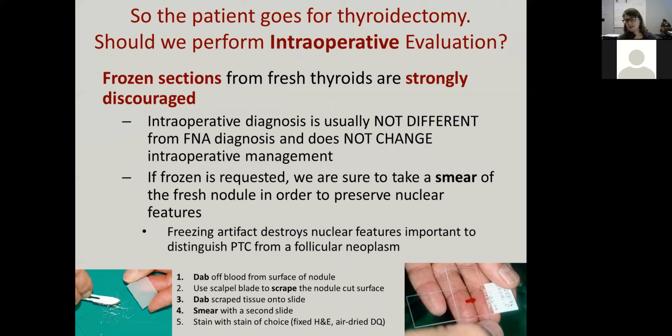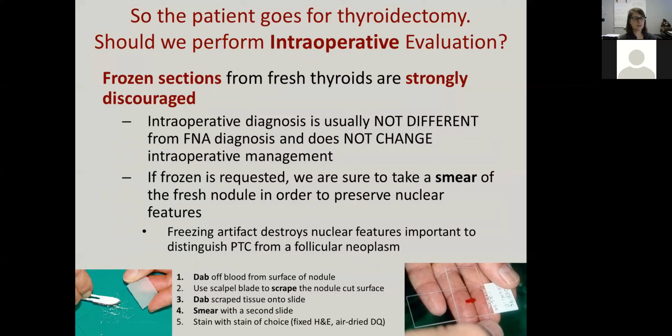So one of the things I discuss with the surgeons, probably less relevant for you guys, but I will just mention, the patient now goes for a thyroidectomy, either a lobe or a total. Do we perform intraoperative evaluation, or frozen section, right? And the answer is essentially no.